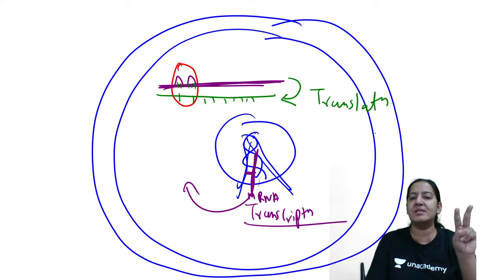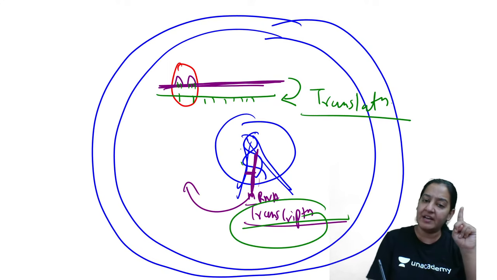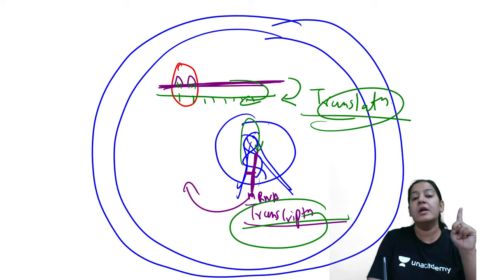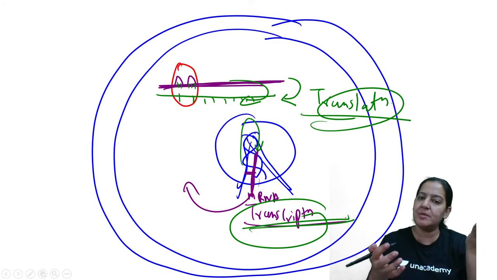So can I say that for protein synthesis, two things are required, transcription and translation? In transcription, DNA gets converted to mRNA. And in translation, mRNA gets converted to protein. Transcription takes place inside the nucleus. Translation takes place in the cytoplasm on the ribosome.